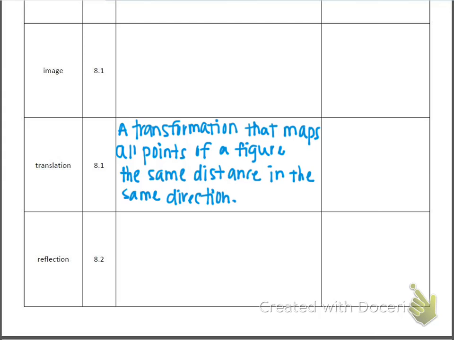Basically, we're going to take an image or a pre-image and slide it around without changing the orientation or anything. So we'll do maybe slide it left 3 spaces or right 3 spaces or up or down. So let's say I give you the same triangle, and we want to translate it to the right. So that means it gets moved, exact same triangle, to the right. Nothing changes except the position.